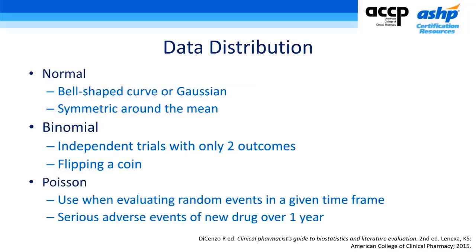When thinking about data, we also need to think about how the data are distributed. So we have normal distribution, binomial distribution, and Poisson distribution. Normal distribution is that bell-shaped curve that we're all familiar with. Another name could be Gaussian distribution. Basically, we're looking for the symmetry around the mean with the normal distribution. Binomial is independent trials with two outcomes, so it's like flipping a coin. And then Poisson would be used when you're evaluating random events in any given time frame.